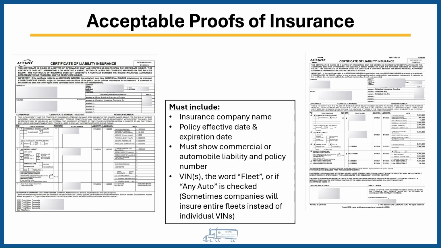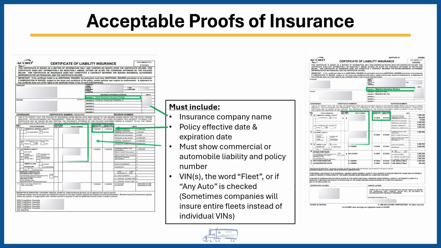There are a few things that will be considered when verifying your insurance documentation, so it is good to be prepared to provide the correct kind of documentation. All proof of insurance documentation must include the insurance company name that insures your vehicles. The policy effective date and expiration date must be visible.